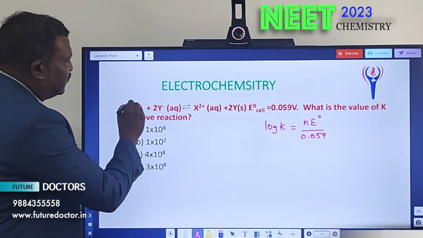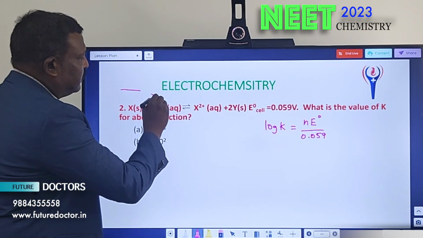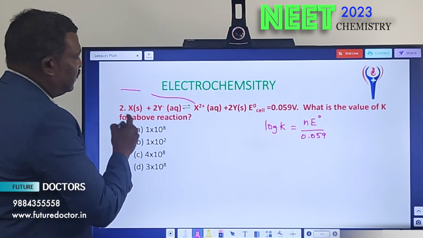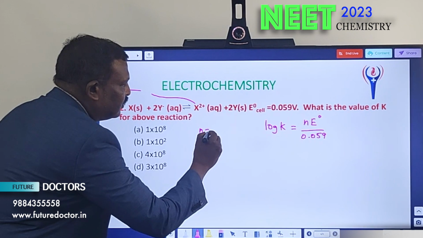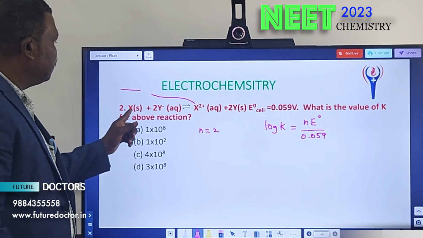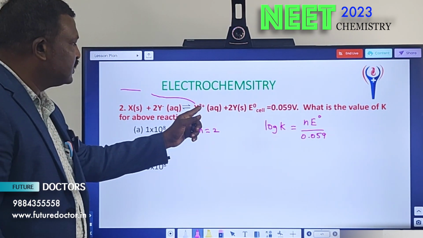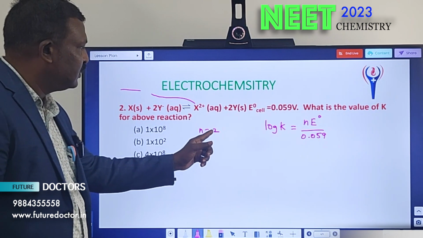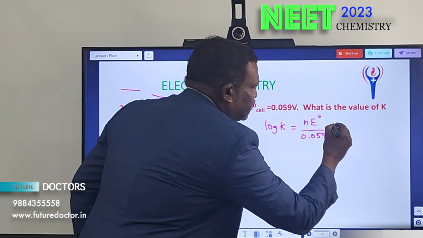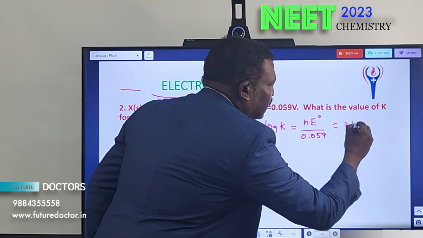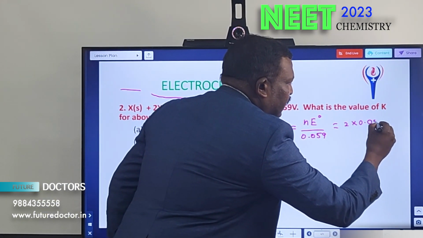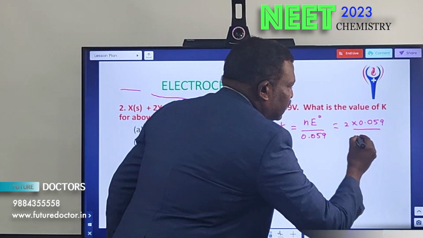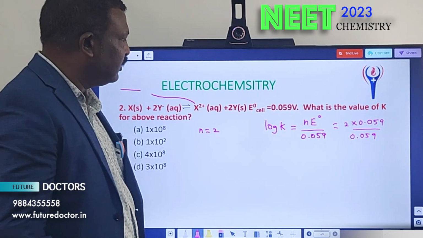You just remember like this: X becomes X2 plus, so there is loss of 2 electrons. So simply you can say n is equal to 2. So just substitute. That's all. Simple. Here 2 into this value, divided by 0.059. I gave a simple sum, but you must know the formula.